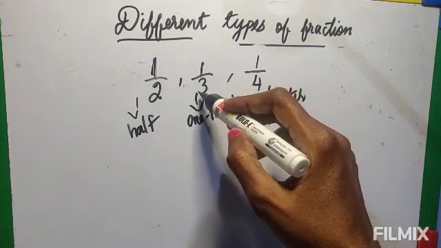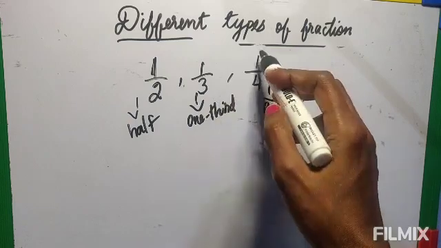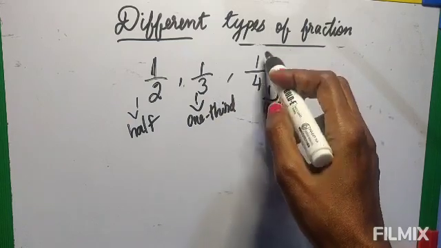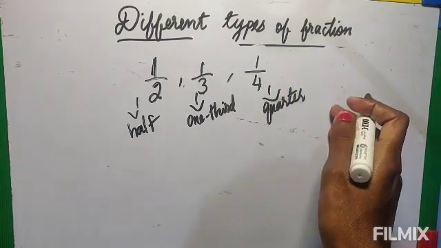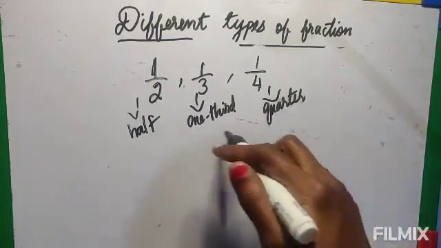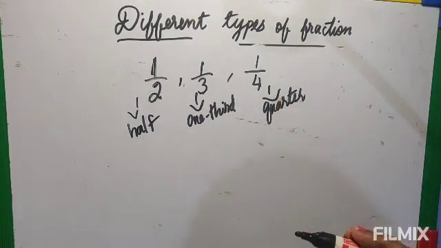To find 1/3 of a number, the denominator 3 is there, so you will divide by 3. To find a quarter of a number, 1 by 4, the denominator 4 is there, so you will divide by 4. If it is given in fraction, you will know the number down there, so I will divide like that.